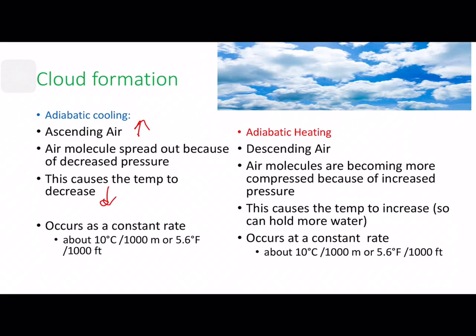Adiabatic heating, it's descending air, it's going down. Air molecules are becoming more compressed because of increased pressure. It was getting squished together. The temperature went up. Oops, this is the wrong one. It shouldn't be 10, it should be 4 degrees. We won't worry about that one. 4 degrees, so it was slower. Remember, this one went 10 degrees every 1,000 meters. This one up 4 degrees every 1,000 meters.